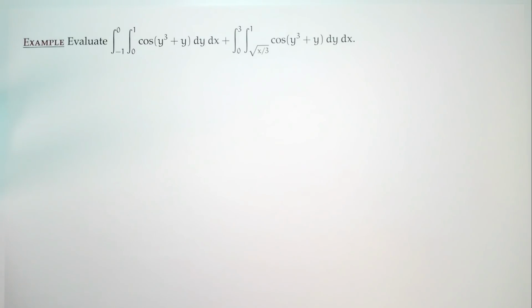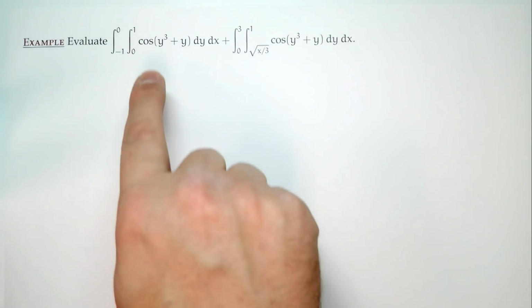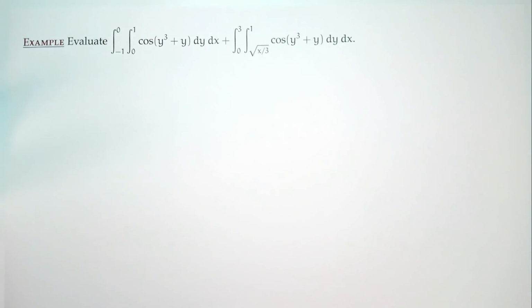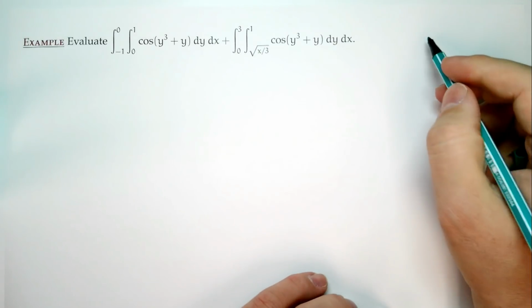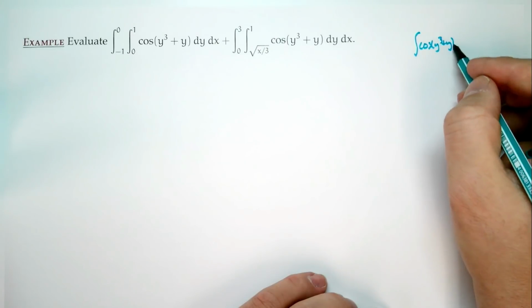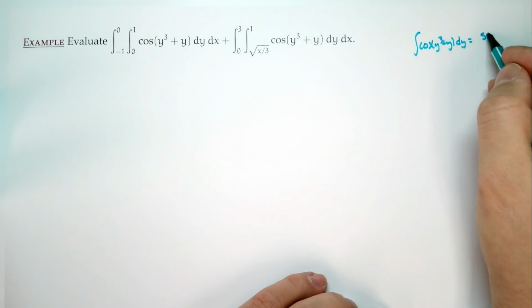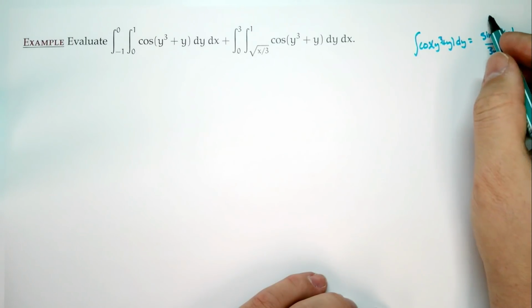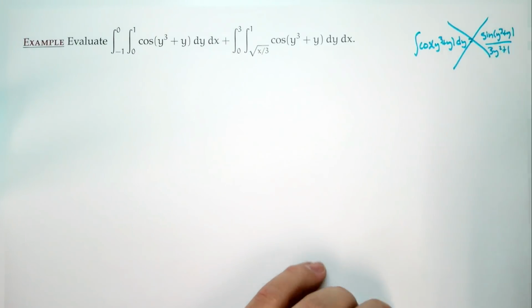Well, if we stare at this, we'll start to say, I don't know if I'd want to integrate this function with respect to y, because I don't know how to integrate cosine of y cubed plus y. Now, there's a temptation, and I see this a lot. A lot of people would say, oh, that's not so bad. That would just be sine of y cubed plus y, and then divide by the derivative. That's how it works. No. Be smart. That's not how it works.